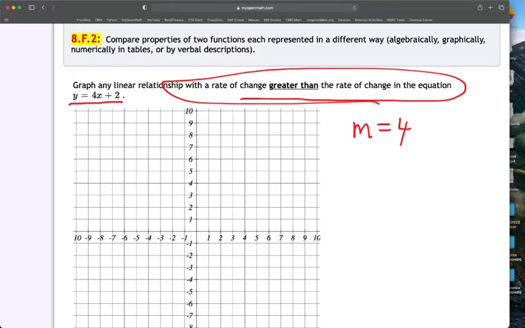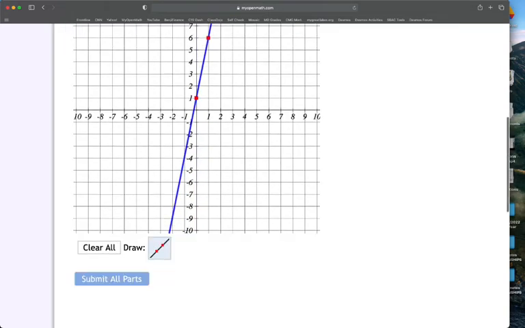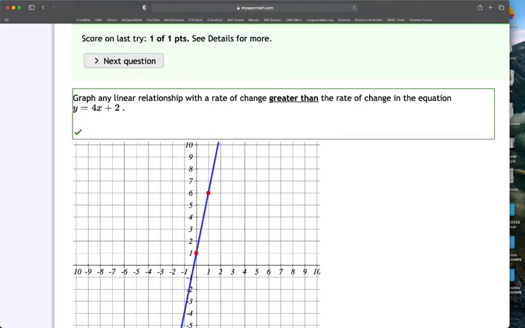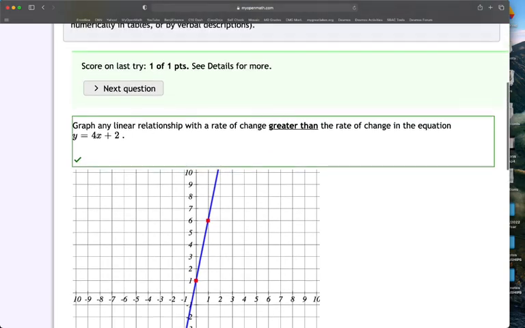So I am going to take the easy way out, and maybe I'll graph, I don't know, y equals 5x plus 1, because that would be a linear function that has a slope of 5, and that happens to be greater than the slope found in the equation right there. So we'll start with a y-intercept of 1, and rise 5, run 1, and that would be correct. And I could have pretty much taken any slope or any y-intercept as long as the slope was larger than 4.